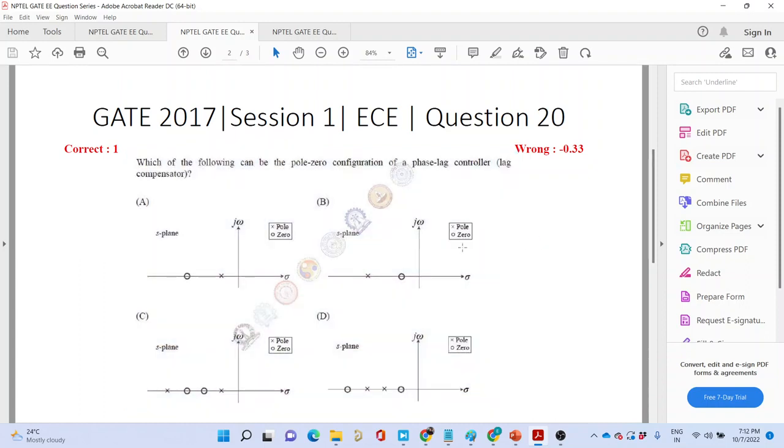Getting my point? When a zero is near the origin, then the effect of the zero is more predominant as compared to the pole. When a pole is closer to the j omega axis, then the pole is more dominant as compared to the zero. Why am I saying this? The pole is more dominant. When a pole is closer to origin, I am saying it is more dominant. Why am I saying this? It governs the response. Why?